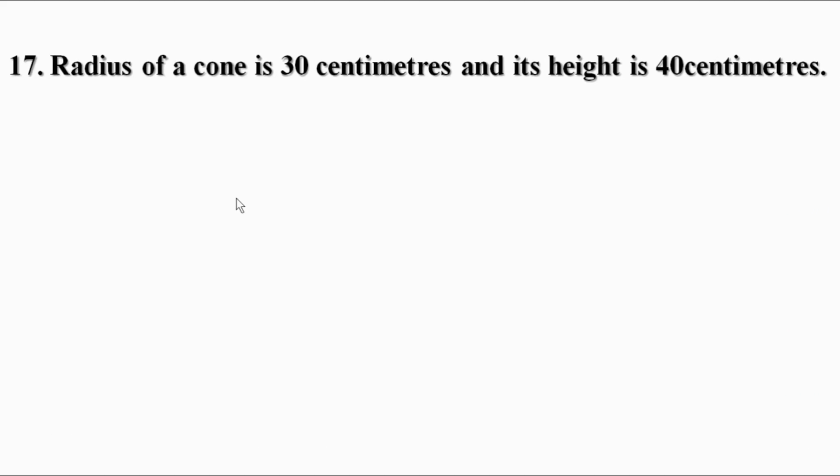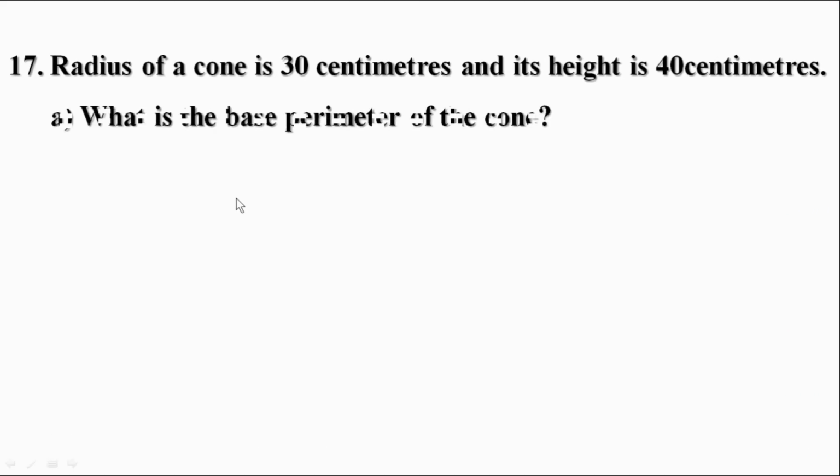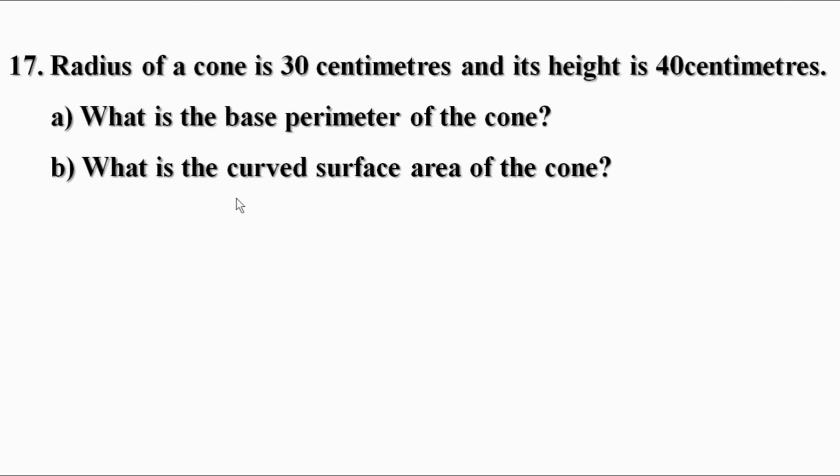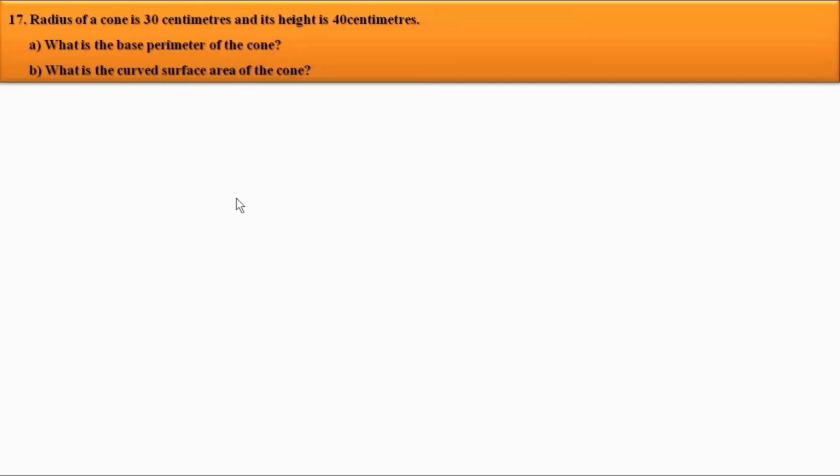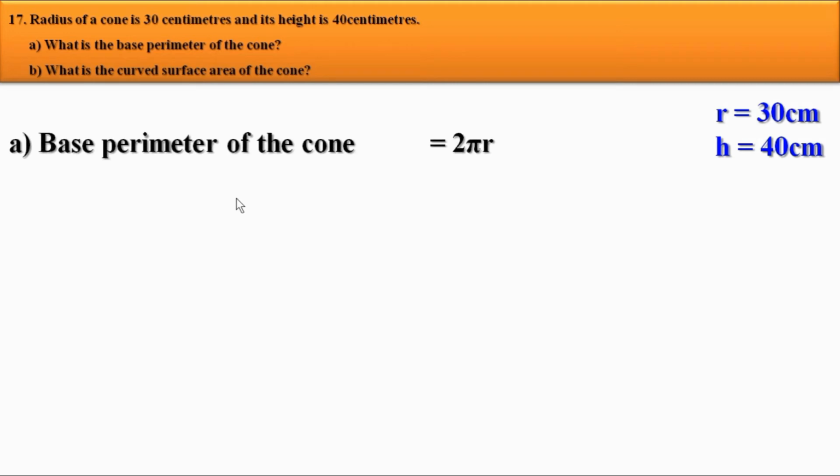17th problem. Radius of a cone is 30 centimeters and its height is 40 centimeters. What is the base perimeter of the cone? What is the curved surface area of the cone? Here, radius is 30 centimeters and height is 40 centimeters. Base perimeter of the cone equal to 2 pi r. That's equal to 2 pi into 30, or that is equal to 60 pi centimeters. That is, base perimeter of the cone is 60 pi centimeters.